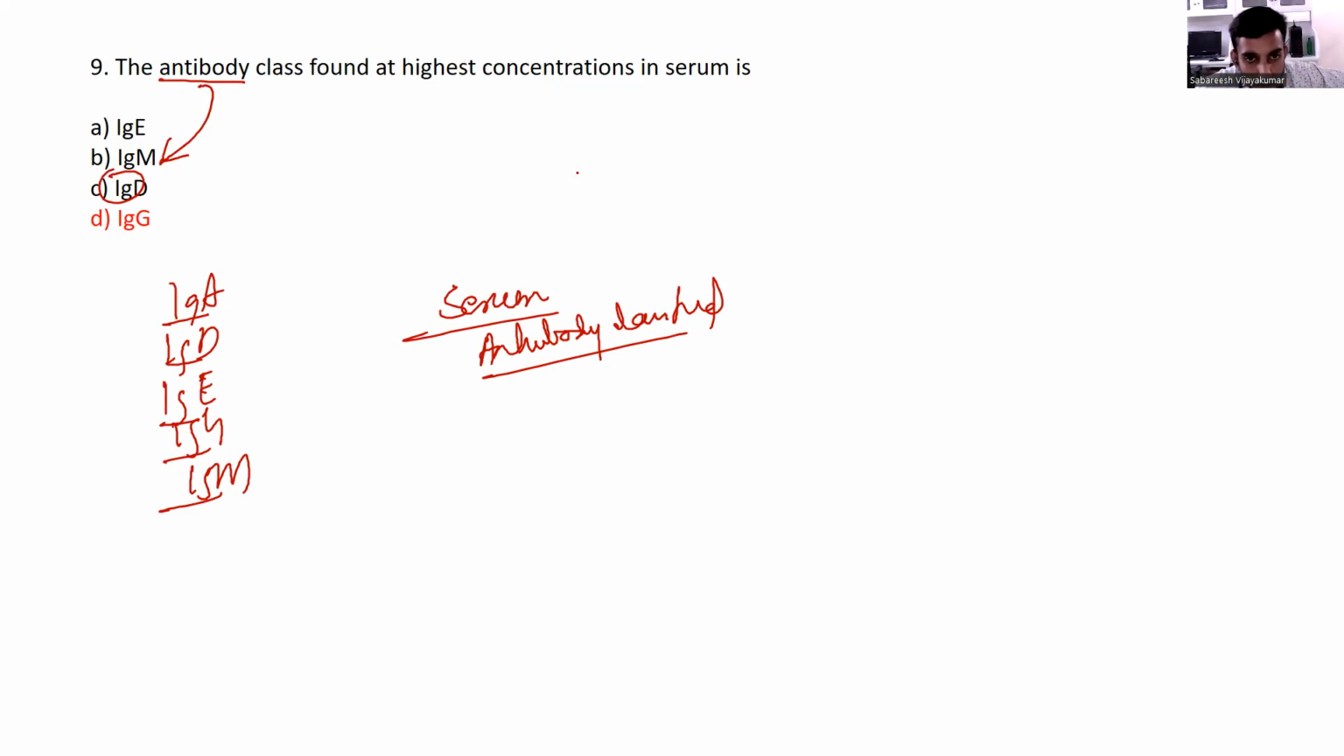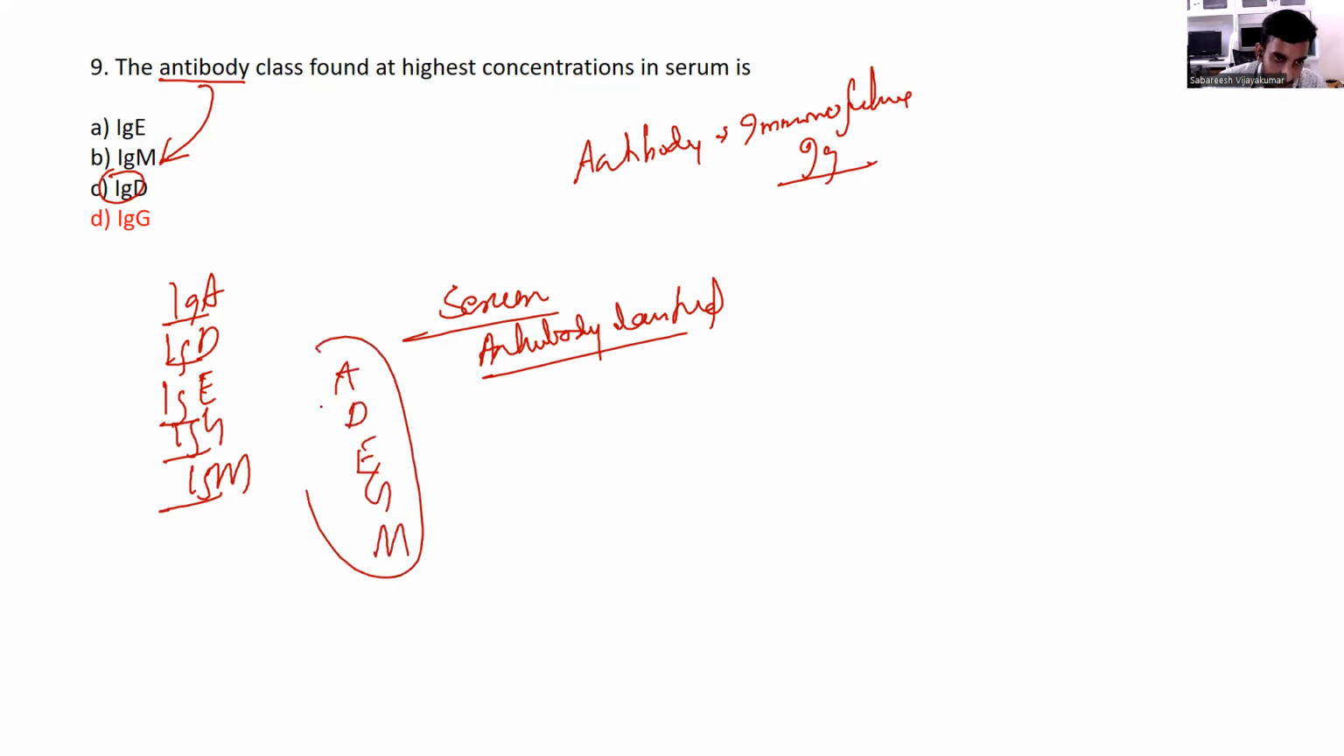Yes, Ig, as I said before, is the immunoglobulin. So that is where Ig comes from. So the variants are A, D, E, G, and M. In serum, the common type found is the G type. That is the case with serum. So the correct answer is option D, IgG type. Clear? Okay.